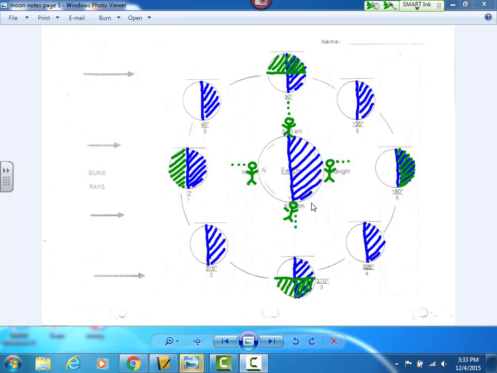Now, when we do the ones that are in between, we're going to have to look at things on an angle. Because if I'm standing right here, which half can I not see? Kind of this angled half. Do the same for the remaining positions.